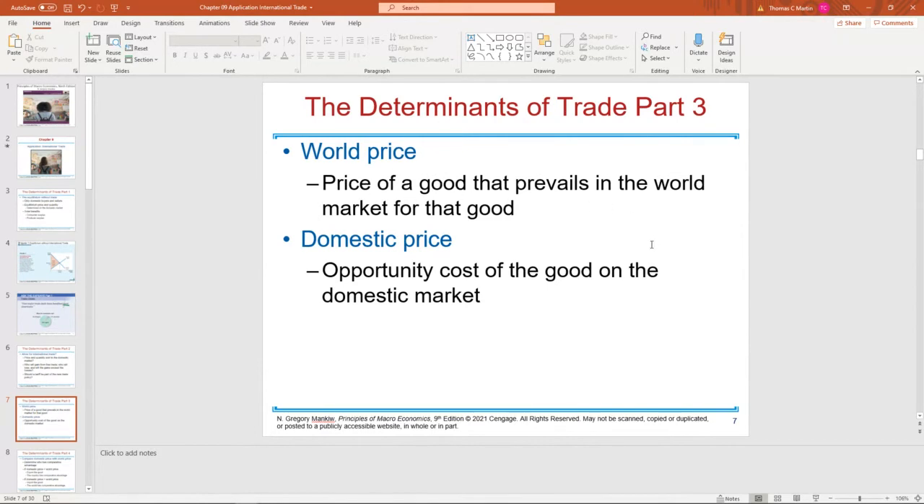The world price is the price of a good that prevails in the world market for that good. And domestic is what's here. If we were in France, that would be so many francs or so many euros. The price would be lower or higher. That's all. It doesn't matter which country you're in. You look at the domestic price, which is what they can produce, and the world price is what the world can produce and at what price. That will determine the imports and exports.